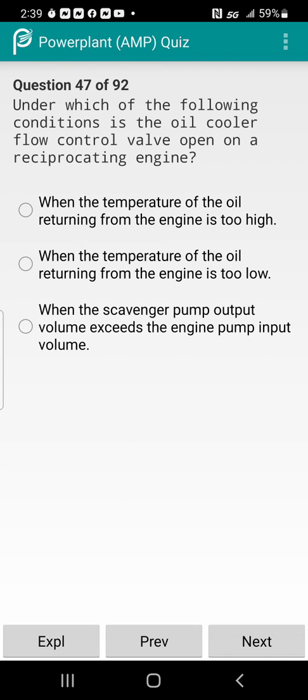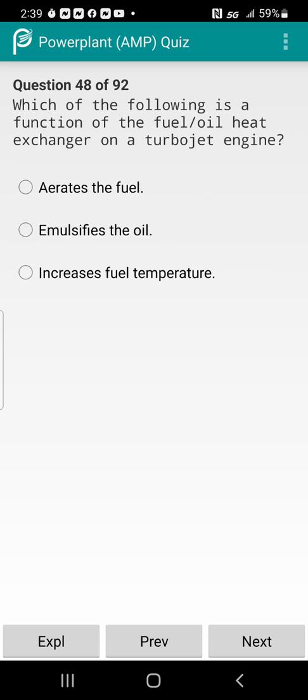Under which of the following conditions is the oil cooler flow control valve open on a reciprocating engine? When the temperature of the oil returning from the engine is too low.